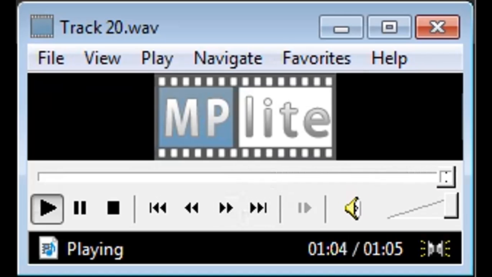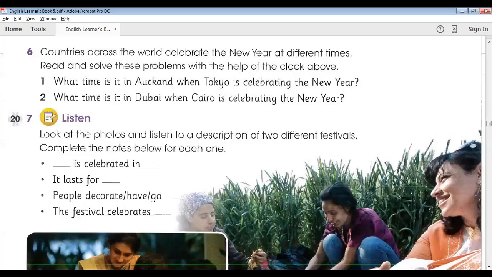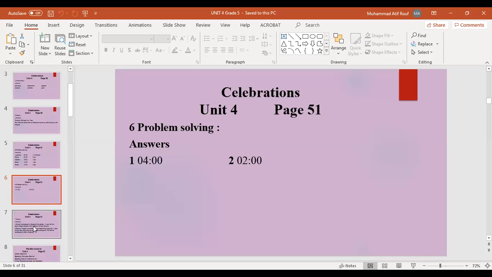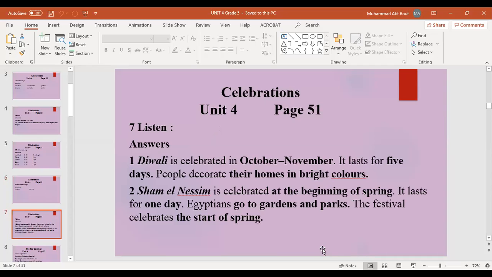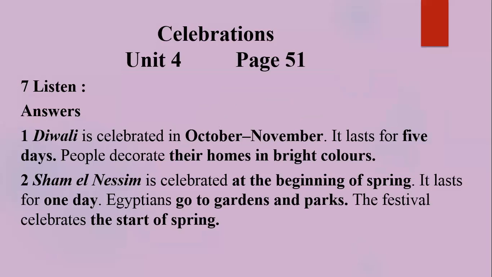So that was track 20. After that track, I discussed the answers, and I'm going to include them as well. So this is the answer of activity 7 on your screen right now. First celebration, Diwali; second celebration, Sham el Nessim.